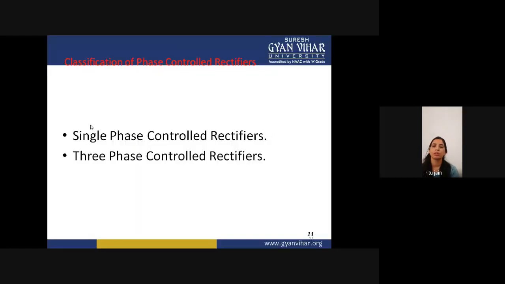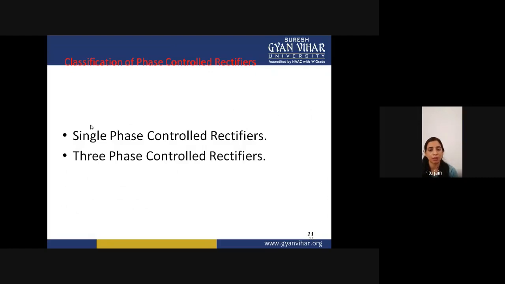So, what is a single-phase control rectifier? In a single-phase control rectifier, we use one single phase, and if you are using a diode, then you have to replace the diode by the SCR. If you use only a single-phase rectifier, then you can use only one diode or diodes. And if you are using a three-phase control rectifier, then you are using three phases in the rectifier.